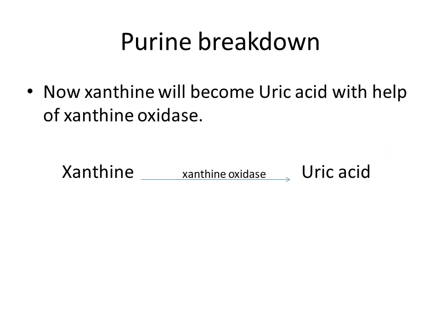Now xanthine will become uric acid with the help of xanthine oxidase. If we have xanthine oxidase deficiency, we will have gout disease. That also we will talk about in my next video.